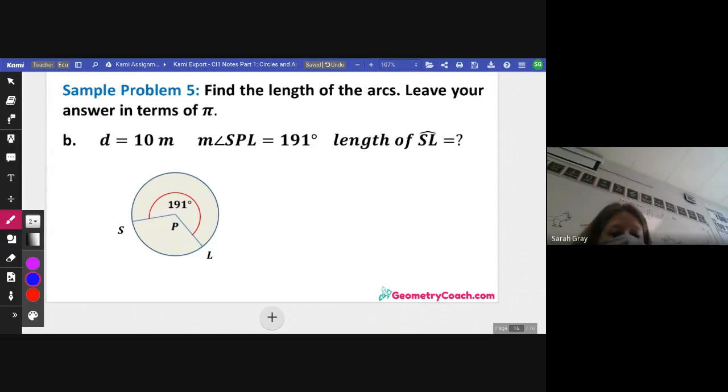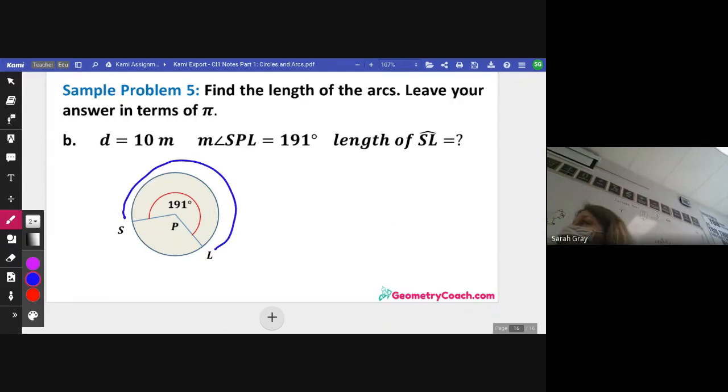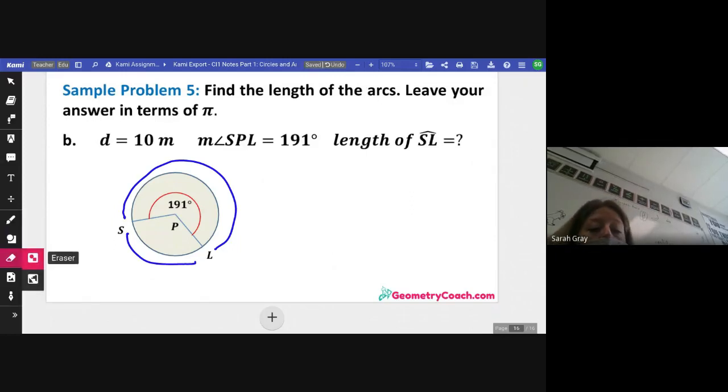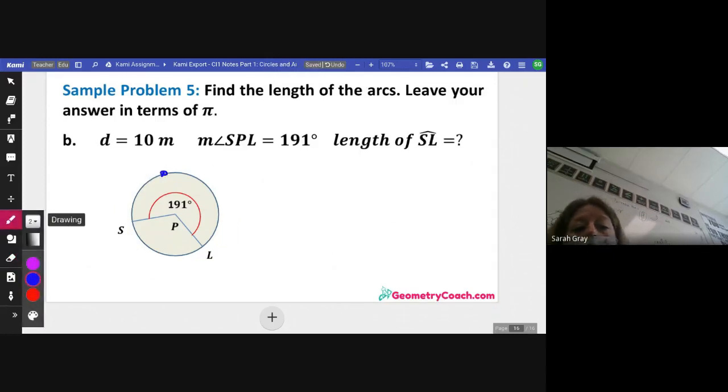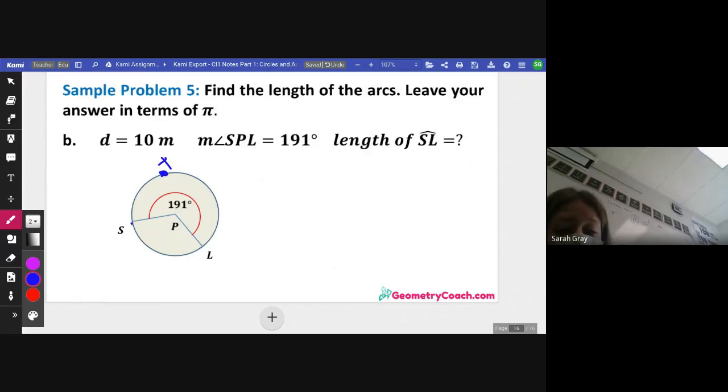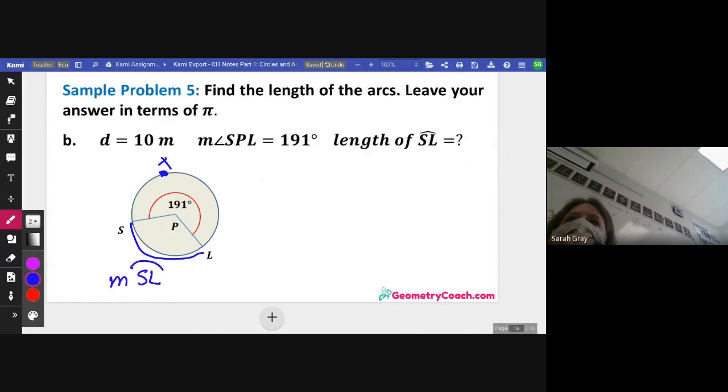Find the length of the arc. So they want to know arc SL. Is that the long way around or the short way around? It's the short way around. If they wanted us to go the long way around, they would have to add another letter, even if it doesn't attach to anything. Since they didn't, we're going the short way around. So what is the measure of arc SL? Ella. 169 degrees. And she did 360 minus 191 to get that.